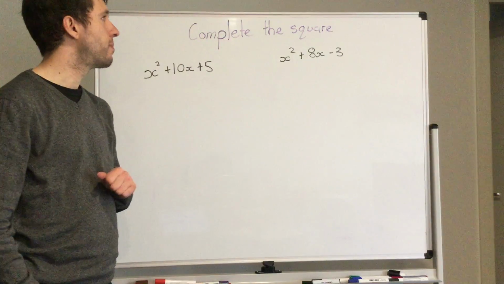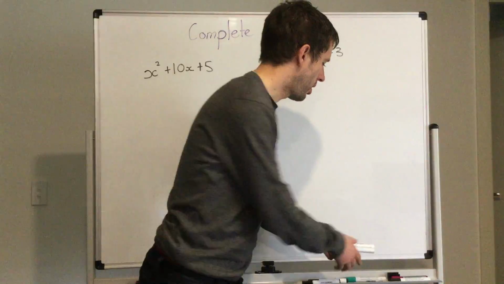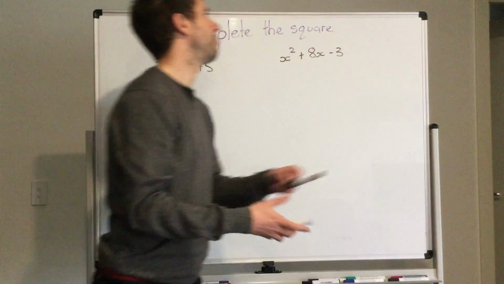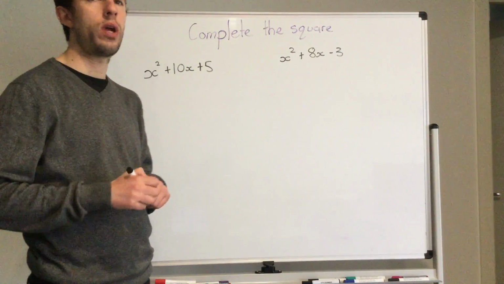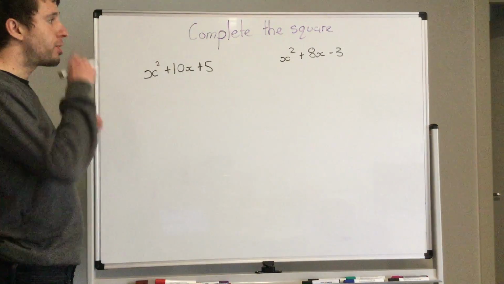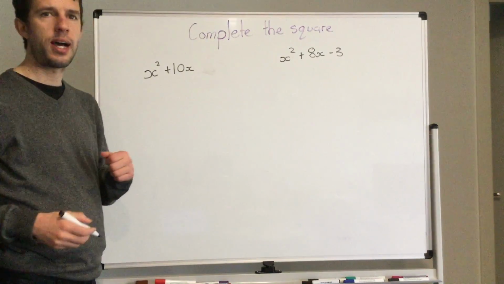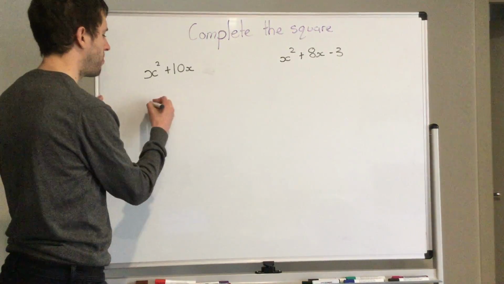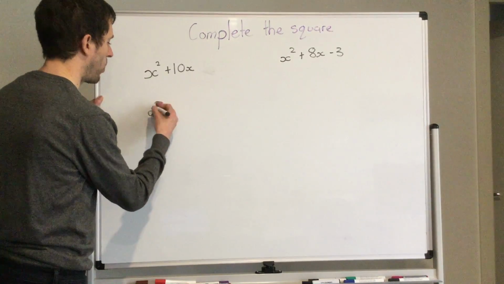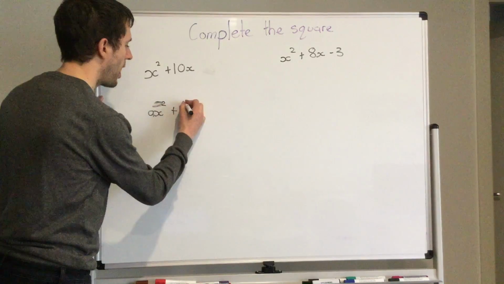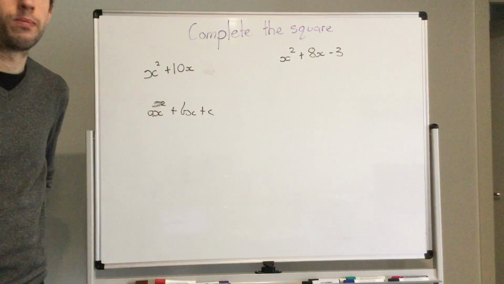So we are going to be looking at completing the square. Let's get started. The first thing I want you to think about is we complete the square with quadratics. To get started, we are going to be thinking about the equation ax squared plus bx plus c. That is the quadratic equation.